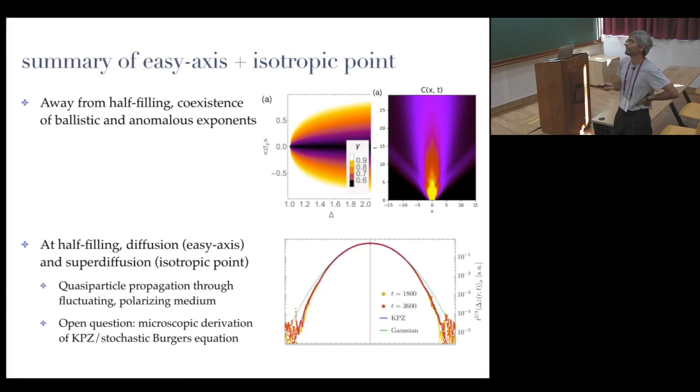And so this thing that's left over, you can think about it as diffusive away from the isotropic point, and KPZ at the isotropic point, and where it comes from is this idea of quasiparticles propagating through a fluctuating and sort of screening medium. And so I guess this open question is a bit less open now, but there are still some aspects of it that are open. We don't really know how to fix the parameters in the KPZ equation, for instance. That's an interesting open direction.